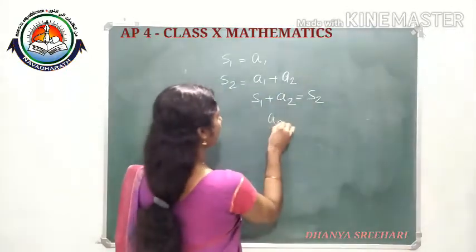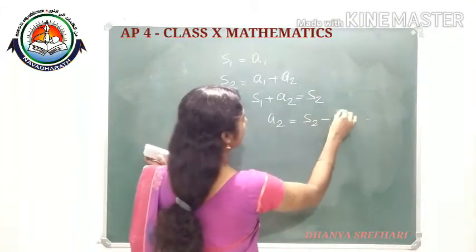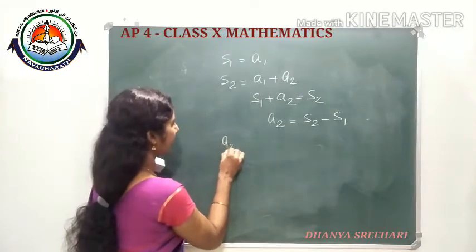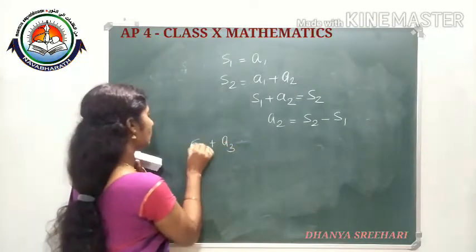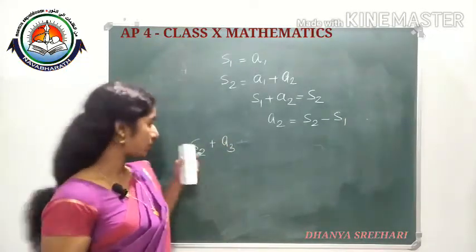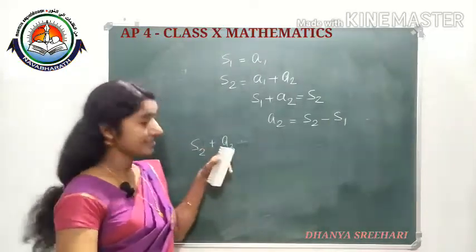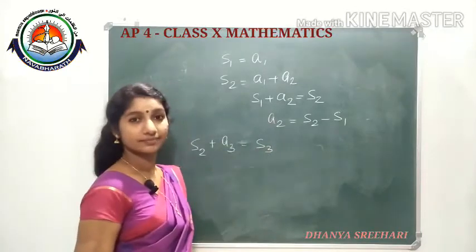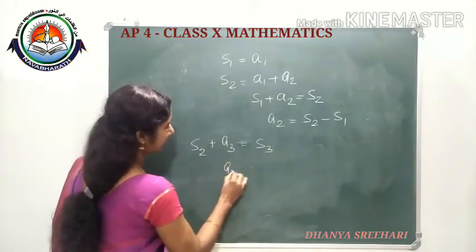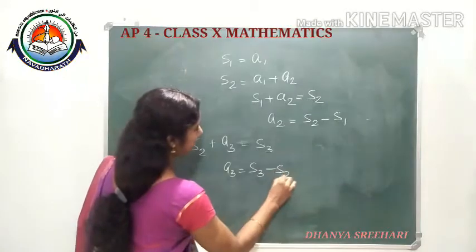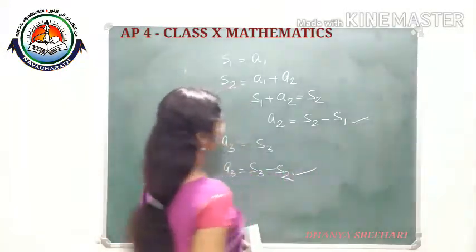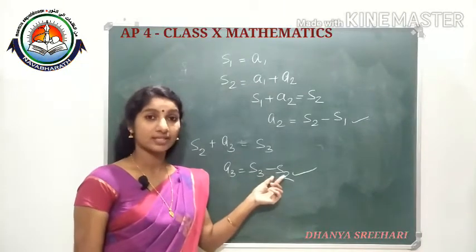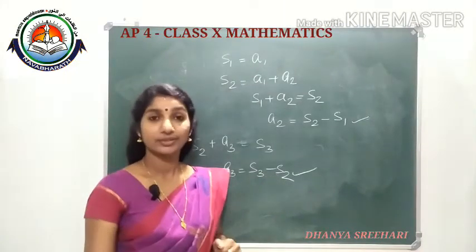From here what can you write? A2 is sum of two terms minus sum of one term. What will come for S3? S2 plus A3. S2 means the first term plus second term, plus A3 also adding. What will we get? Sum of 3 terms. Then we can write A3 equal to S3 minus S2. See these all equations. A3 means sum of 3 terms minus sum of 2 terms. Correct, no? You think like this.